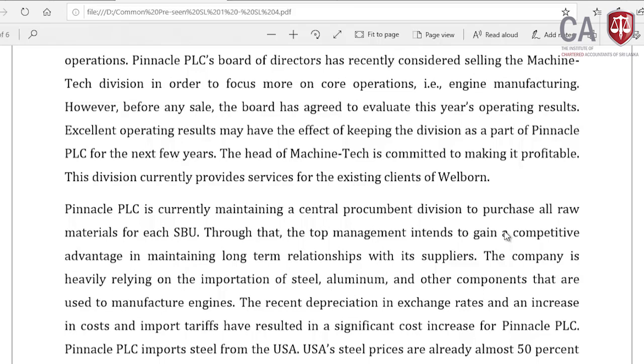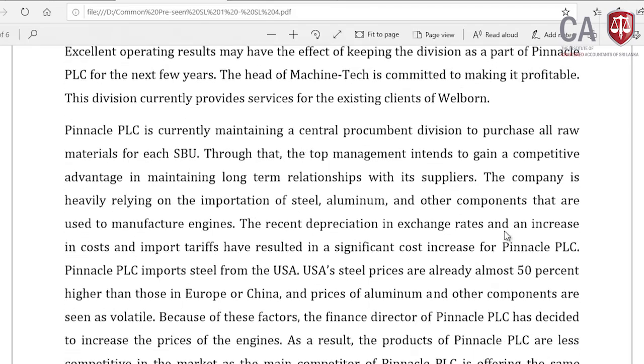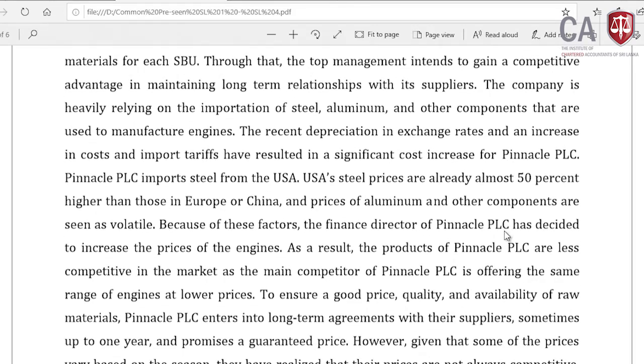Not only that depreciation in exchange rate, other cost elements have also increased, then there are some tariffs. Import tariffs have resulted in a significant cost increase for Pinnacle PLC. Pinnacle PLC imports steel from the USA. USA steel prices are already almost 50% higher than those in Europe or China, and prices of aluminum and other components are seen as volatile.